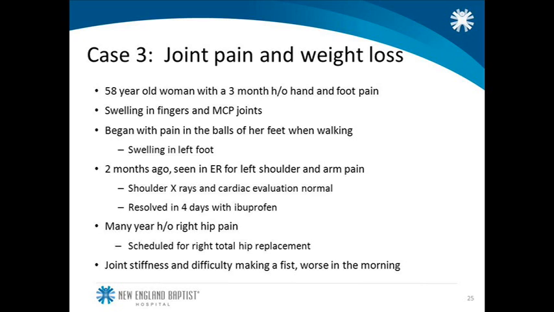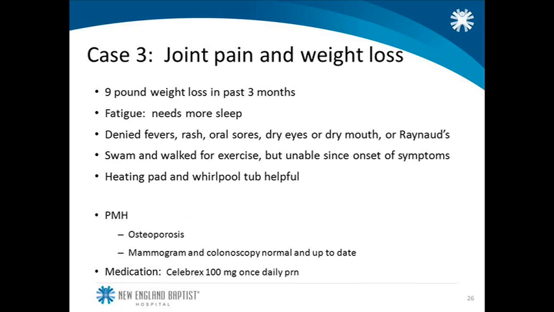2 months ago, she was seen in an emergency room for left shoulder and arm pain. Shoulder x-rays and cardiac evaluation at that time were normal, and these symptoms resolved in 4 days with high-dose ibuprofen. She also had a many-year history of right hip pain, and when I first saw her, she was scheduled for a right total hip replacement. She reported prominent joint stiffness and difficulty making a fist, and her symptoms were all worse in the morning.